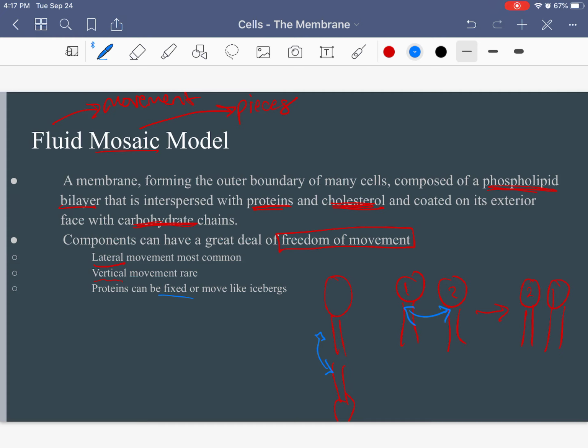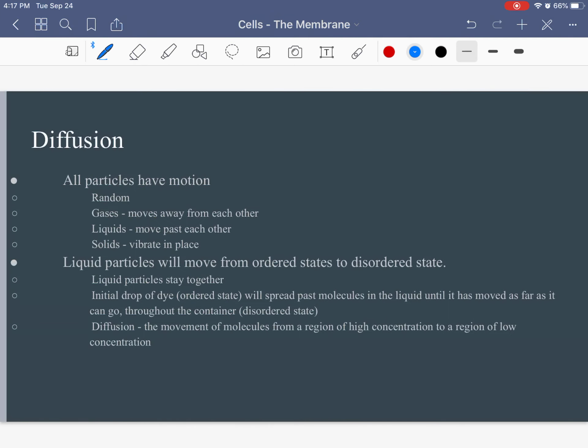Proteins, they can be fixed or they can move like icebergs. So they can move to the area of the cell that maybe if you have signaling, maybe they're going to move to that area of the cell so that you can signal more. Or maybe if a cell needs more materials, it's going to move so that it can do that. Now, some of them will do that, not all of them. But the idea of the fluid mosaic model is that the cell membrane is not a static structure. It changes according to its needs. It has a lot of different integrated parts, and those parts are all important for it to function.